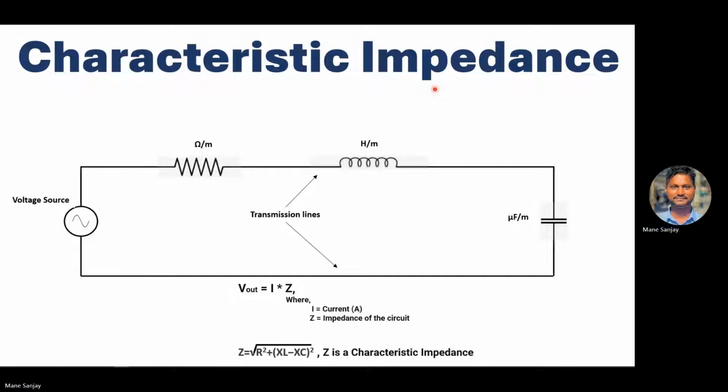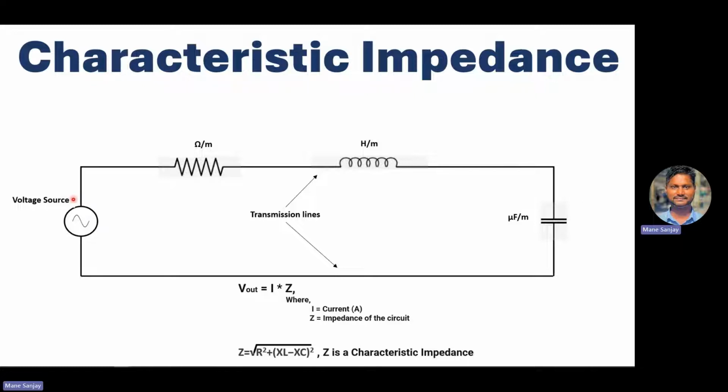So as I explained earlier, if we don't have the termination, we cannot expect the input voltage or the signal with some amplitude or some electrical characteristics, we cannot expect the same at the output end. We need to have the termination to be done. And the termination is associated and related with this characteristic impedance.